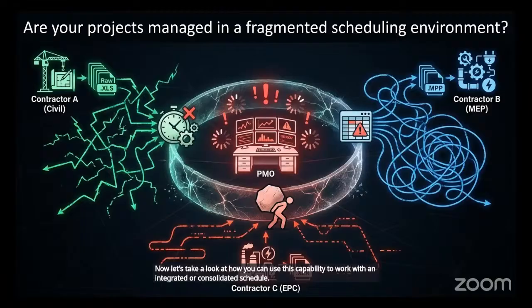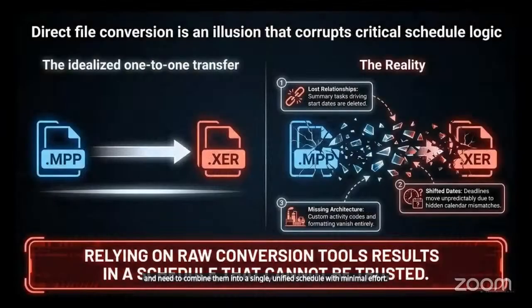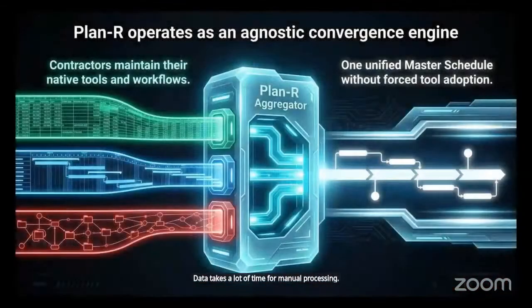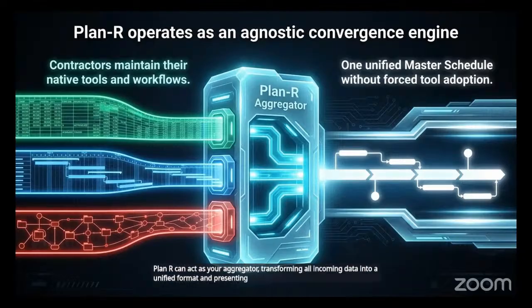I'm talking about situations where you receive schedules from your contractors in different formats: Excel, MS Project, Primavera, and need to combine them into a single unified schedule with minimal effort. Typically, due to partial incompatibility between MS Project and Primavera data, this takes a lot of time for manual processing. Plan R can act as your aggregator, transforming all incoming data into a unified format and presenting a consolidated schedule.